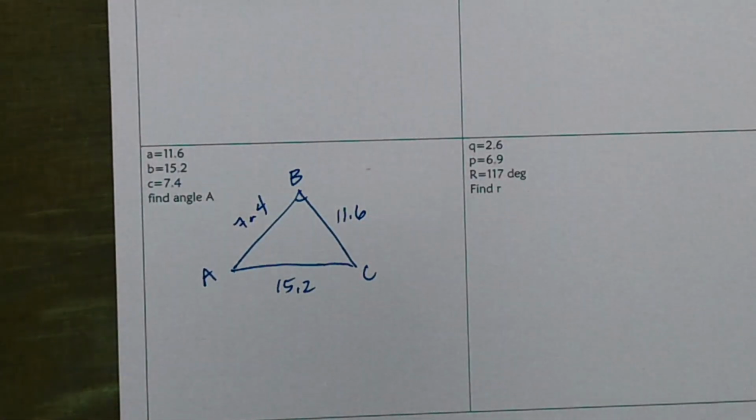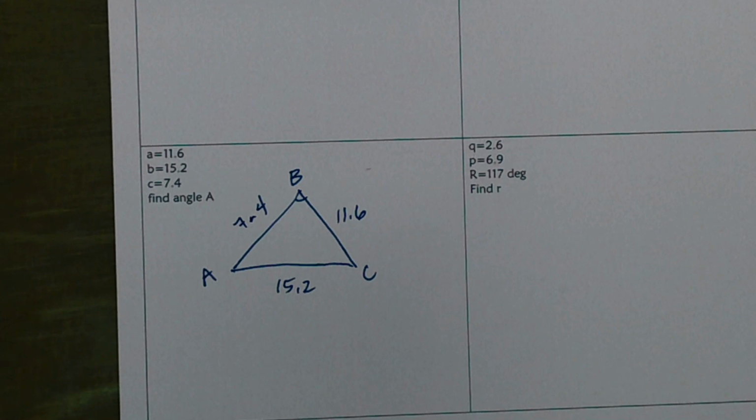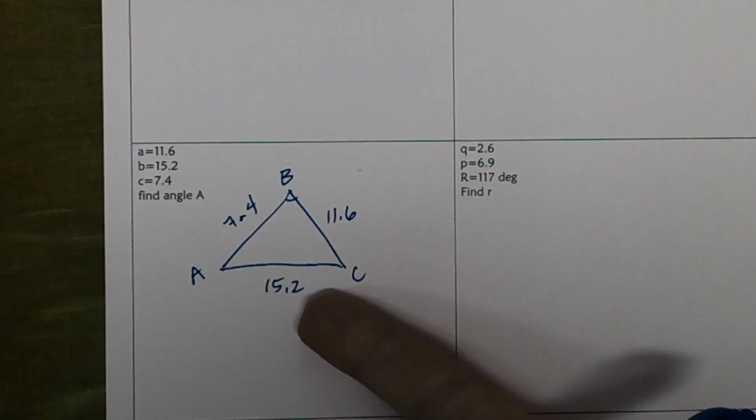Okay, now you should notice that the information you started with in this problem is different than the information you started with in the last problem. If you had to classify this triangle information, how would you classify it? Yeah, this is side, side, side information.